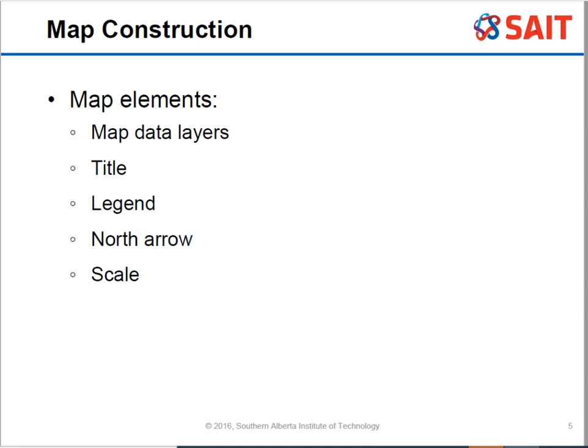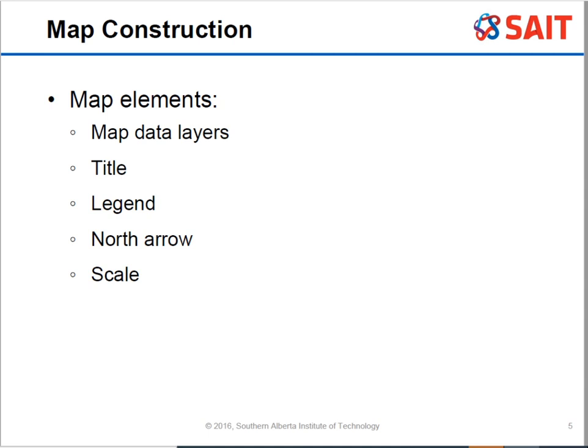So if we jump backwards a little bit here to mapping elements, what mapping elements do we need to include? There are only 5 here. There are more than that. We're going to start with that. But we need to start with the map data layers. That's the first most important one. So what data am I showing? And I need to have the actual map on the piece of paper or on the screen. I need a title for my map because that's going to allow me to know what my scope is.